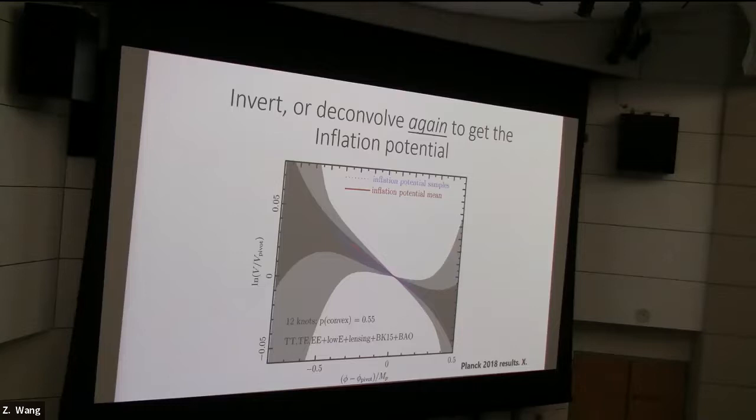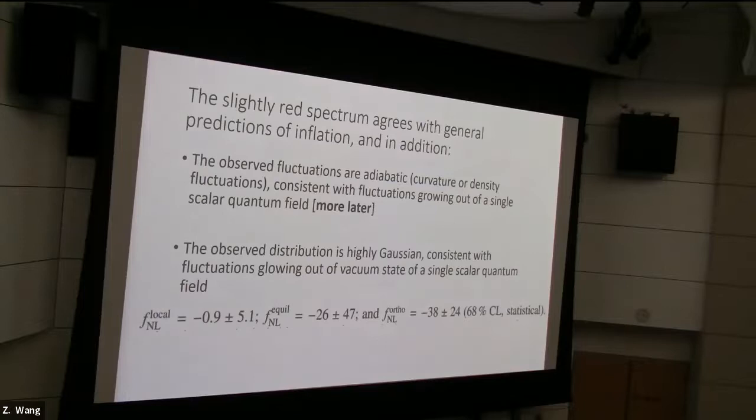So this is as direct as it gets to measuring inflation, V of phi. And indeed, they mostly measure the slope and curvature. And there's a lot of uncertainties still. But this is a very honest reconstruction of the inflation potential. And also this slightly red spectrum agrees very well.